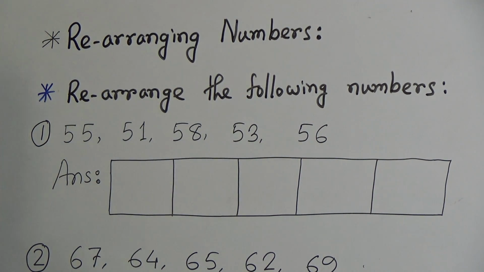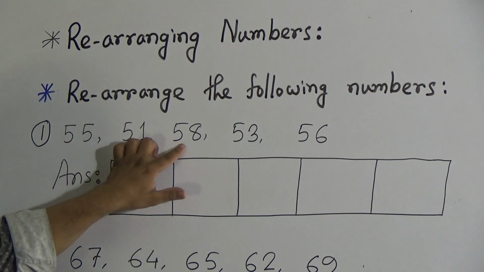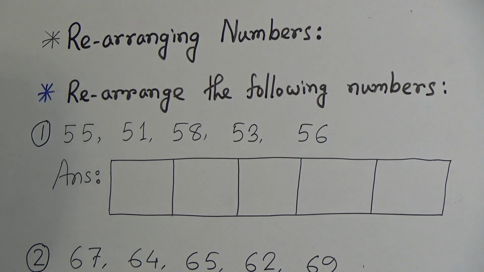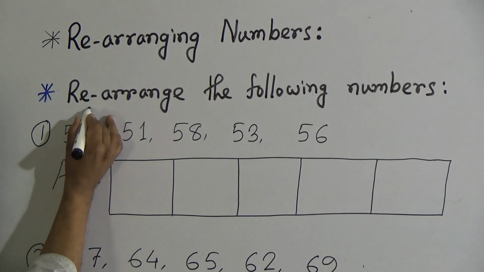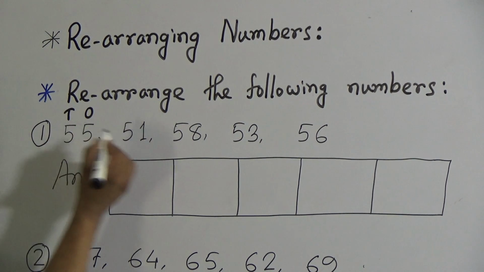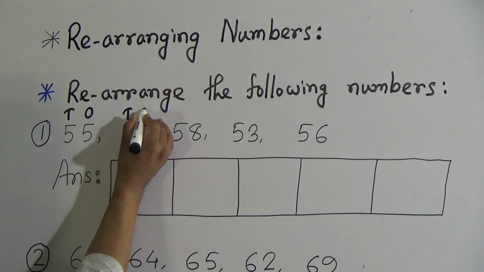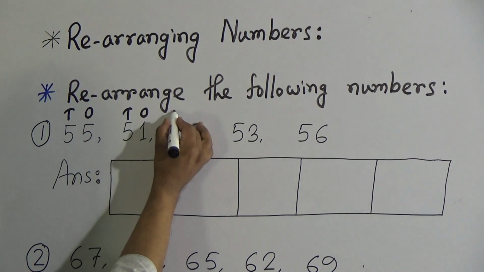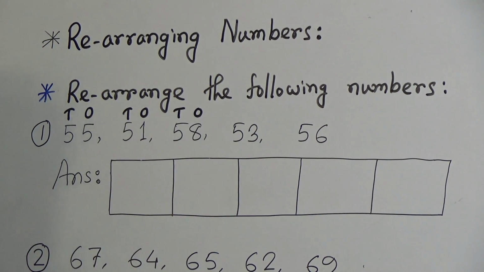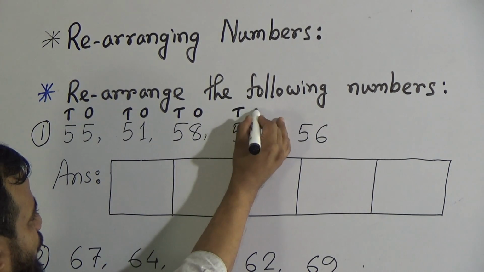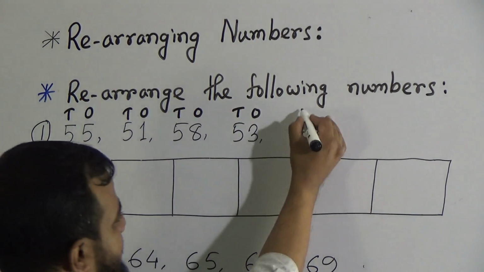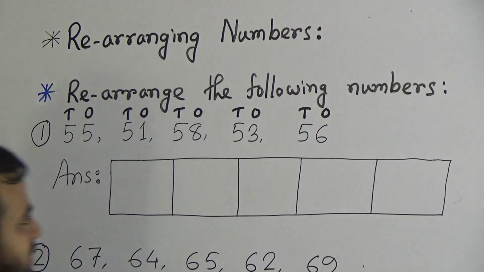Now look at the numbers from question number 1. There are 5 numbers: 55, 51, 58, 53 and 56. My dear students, we need to arrange the numbers from smaller to greater, so we need to know about the place value of these numbers. In the first number, this 5 is in 1's place and this 5 is in 10's place. In 51, 5 is in 10's place and 1 is in 1's place. In 58, 5 is in 10's place, this 8 is in 1's place. In 53, 5 is in 10's place, 3 is in 1's place. And in 56, 5 is in 10's place, this 6 is in 1's place.